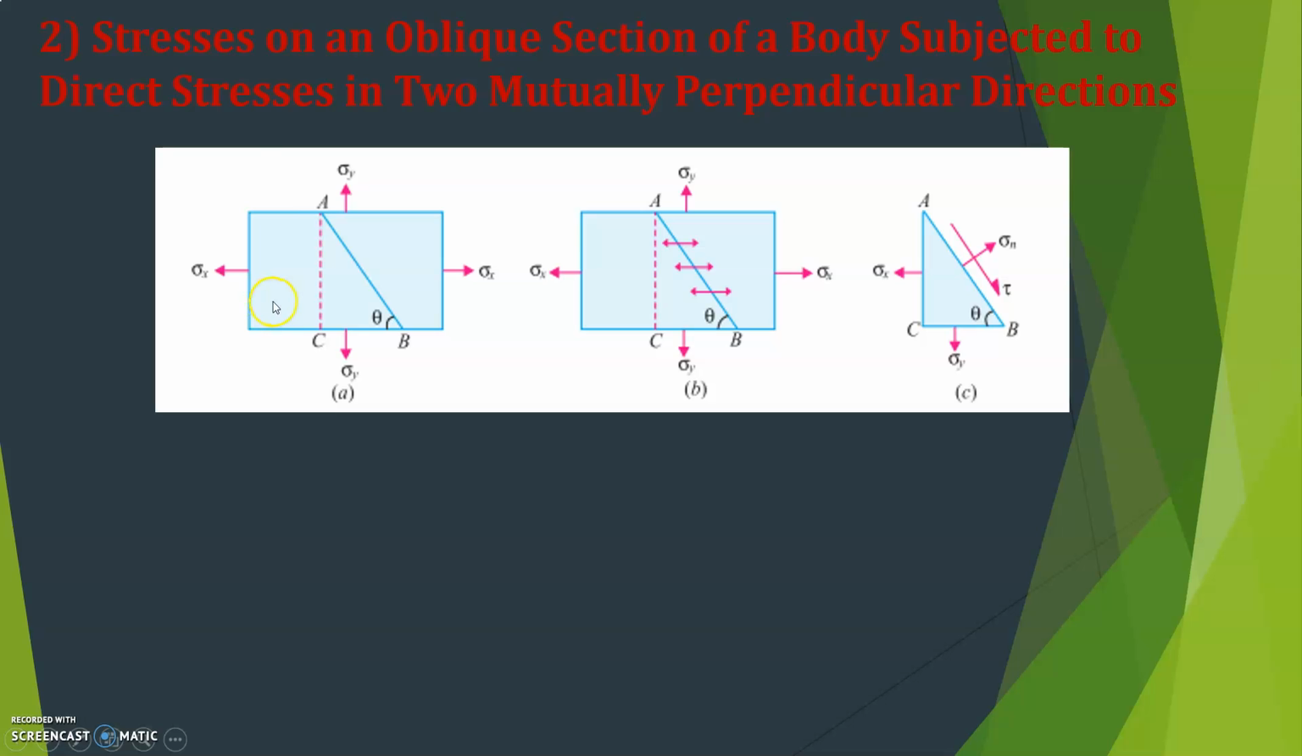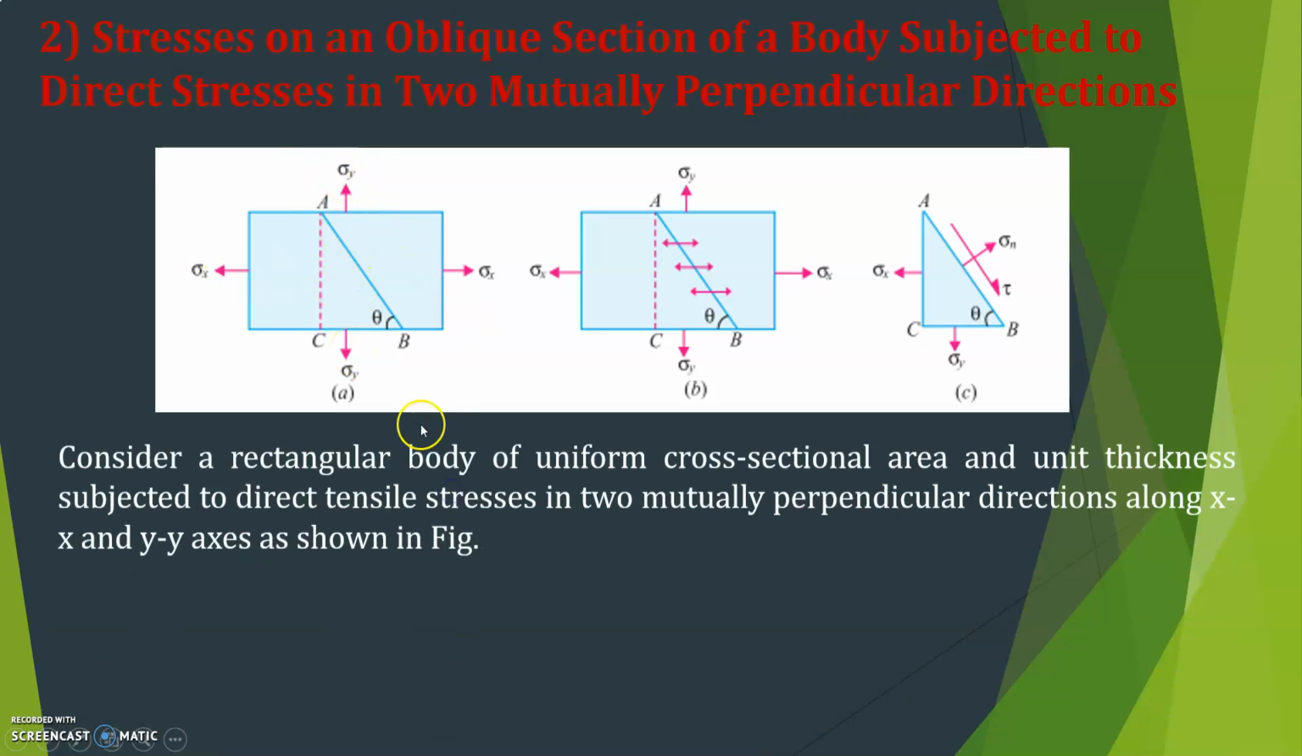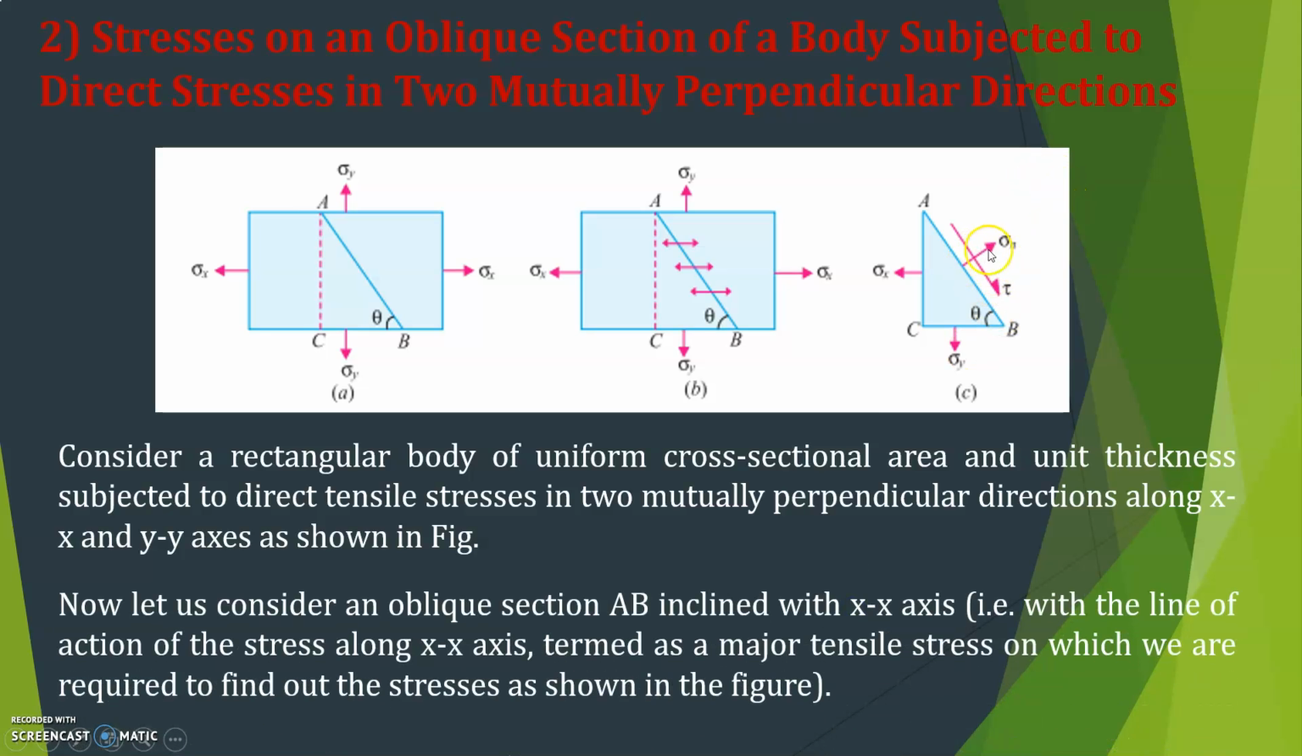You can see here stresses are acting in two mutually perpendicular directions, sigma x in x direction and sigma y in y direction. Let us consider a rectangular body of uniform cross-sectional area and unit thickness subjected to direct tensile stresses in two mutually perpendicular directions, along x-axis and y-axis. Sigma x is in x-axis and sigma y is in y-axis, and this AB is an oblique section and stresses are induced like this. Finally, what you have to find are the normal stress and shear stress.